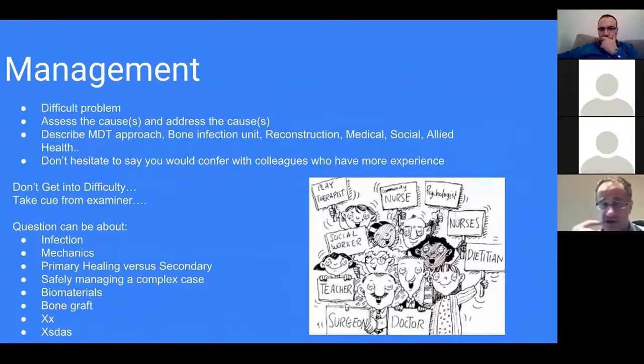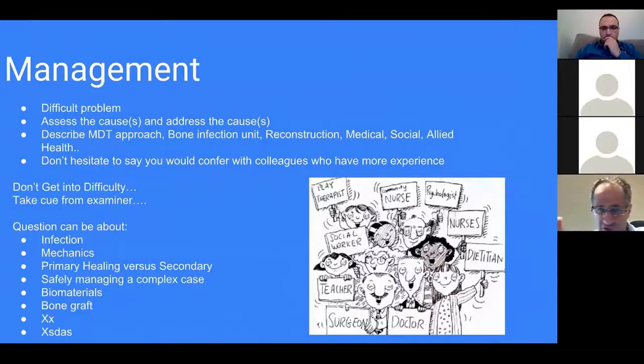I would definitely use terms like MDT approach. I would consult with my bone infection unit, discuss with my reconstruction surgeon, discuss with the medical team that are looking after this patient's X, Y, and Z. Discuss the social issues, involve social workers and/or allied health professionals in your development of your management plan. And don't hesitate to say you would consult with colleagues who have more experience. However, that prompts the next question, doctor, what are you going to do, or what will they say they will do? So you still need to develop your plan accordingly.